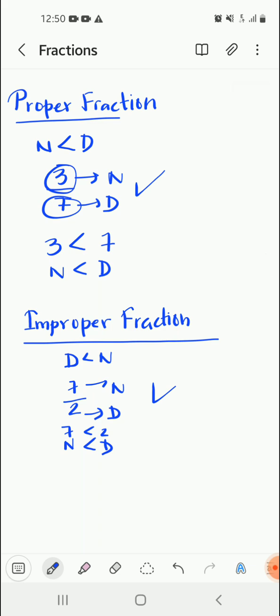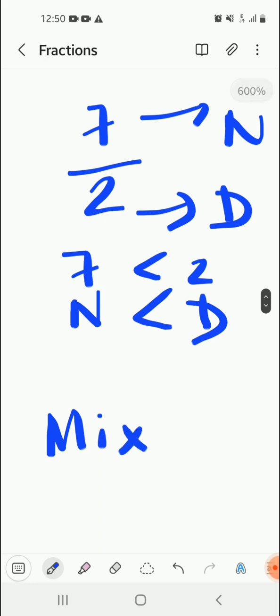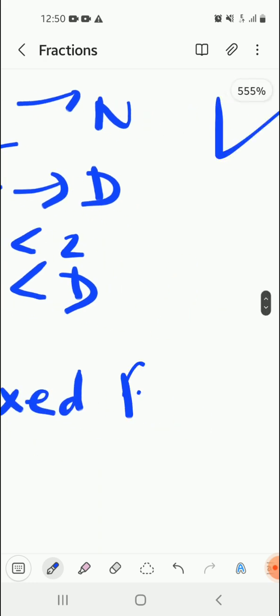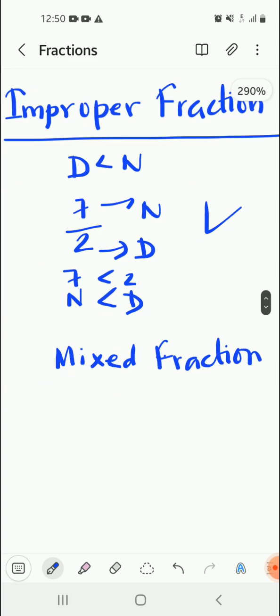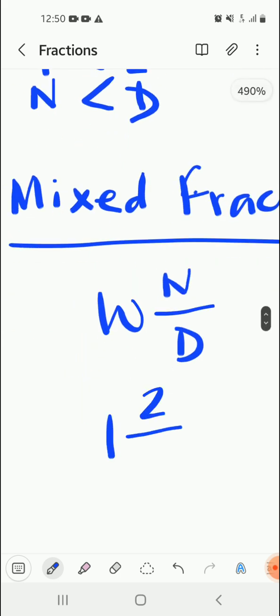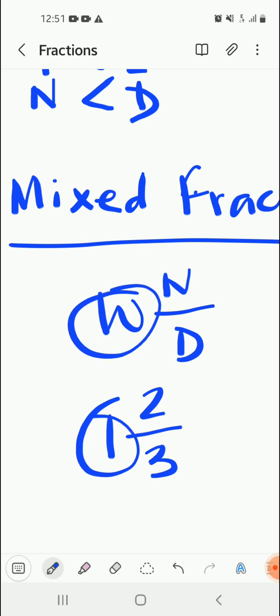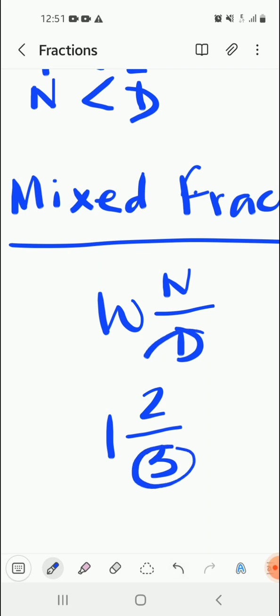An improper fraction can also be represented or written in another form. It doesn't make any difference. It's the same thing, just the way of writing is different. That is known as mixed fraction. In this kind of fraction, the fraction is written in the form w n by d. For an example, 1, 2 by 3, where this 1 is w, that is the whole number, and 2 is the numerator, and 3 is the denominator.